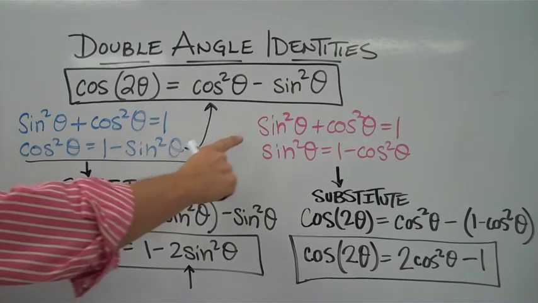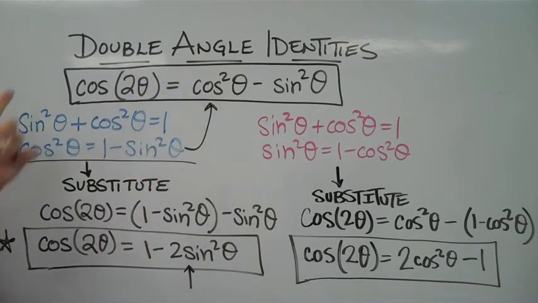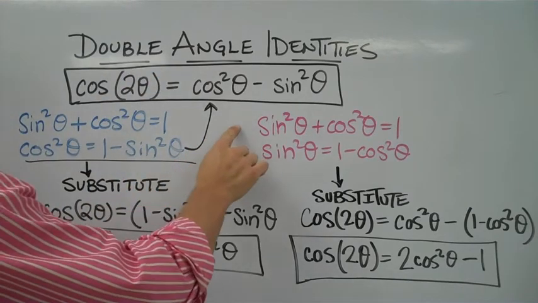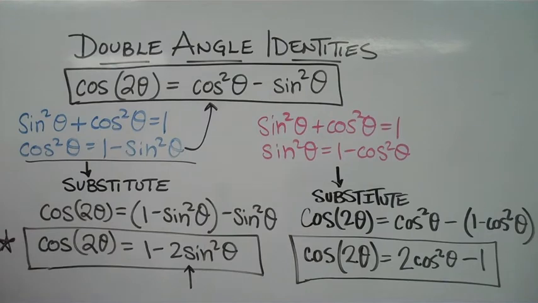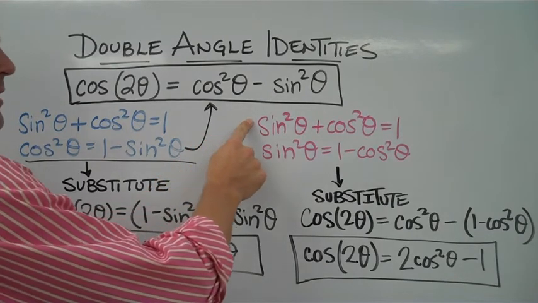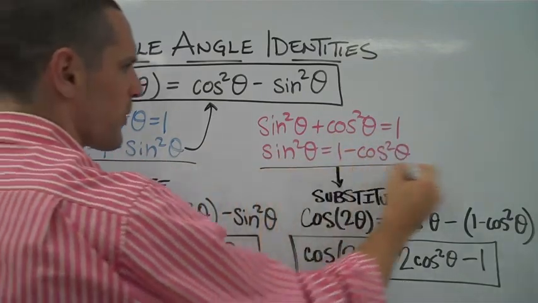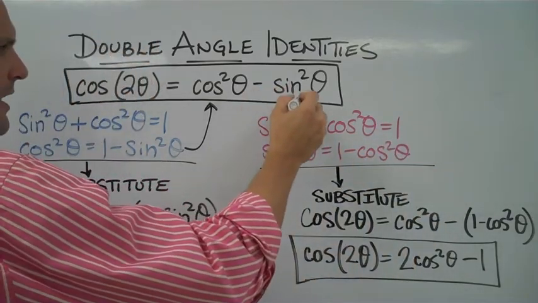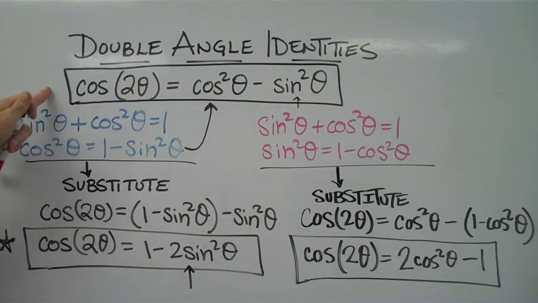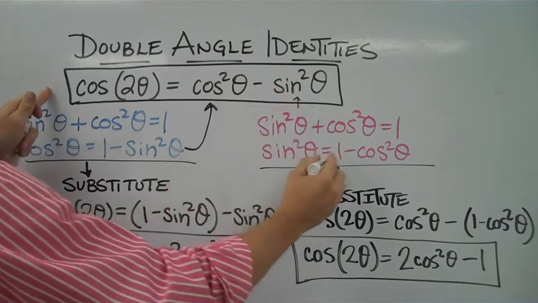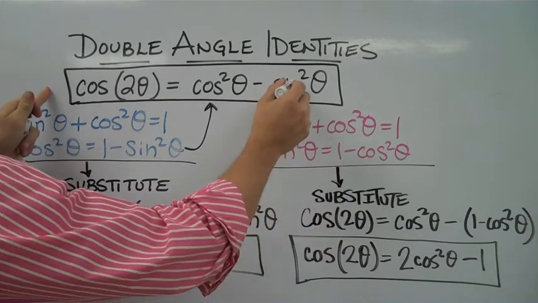Similarly, I start again with the double angle I just learned, and I again write the king of all identities, sine squared theta plus cosine squared theta equals 1. This time I solve for sine squared theta by subtracting cosine squared theta from both sides, and I wind up with this expression. Well, here it is in my original double angle identity, and instead of having sine squared theta, I'm going to substitute 1 minus cosine squared theta in there.